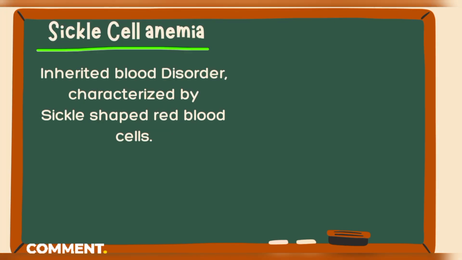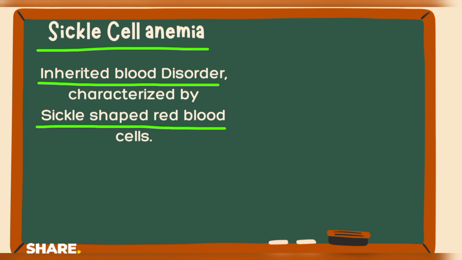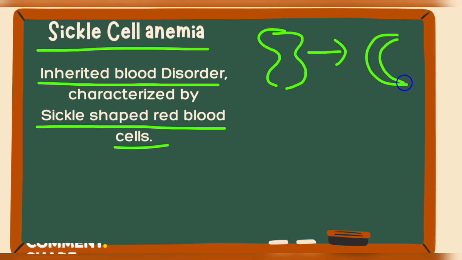Sickle cell anemia is an inherited blood disorder characterized by sickle shaped RBC. जो नॉर्मल शेप होता है आरबीसी का which is biconcave is get converted into sickle shaped. It becomes like this, sickle cell shaped हो जाता है आरबीसी का.